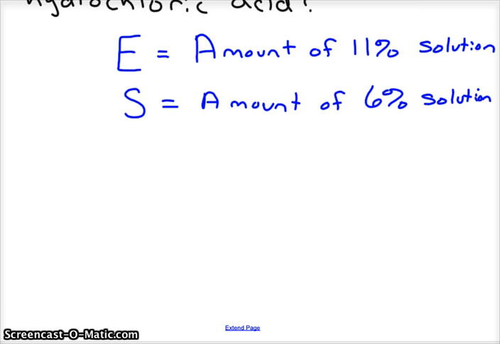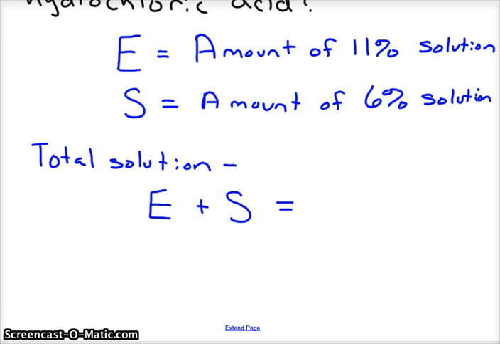And I'm going to set up two equations here. I'm going to set up an equation for the total amount of solution we need. And then I'm going to set up an equation for the total amount of hydrochloric acid we need. So, total solution, you know, you kind of think about it. Well, E and S are the total amount of solution of each kind. So my total solution equation would be this. The amount of E plus the amount of S of 6% solution has to be 600 milliliters. It's good to have the label there.